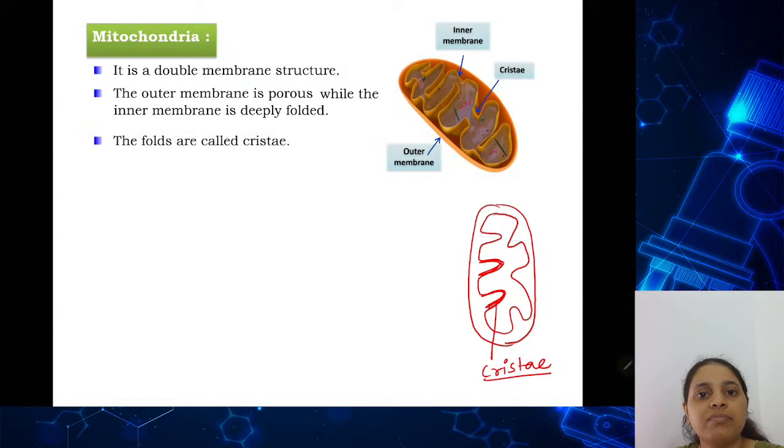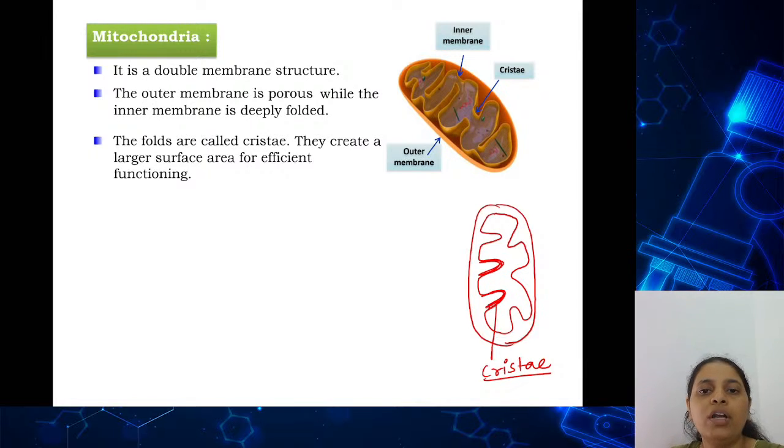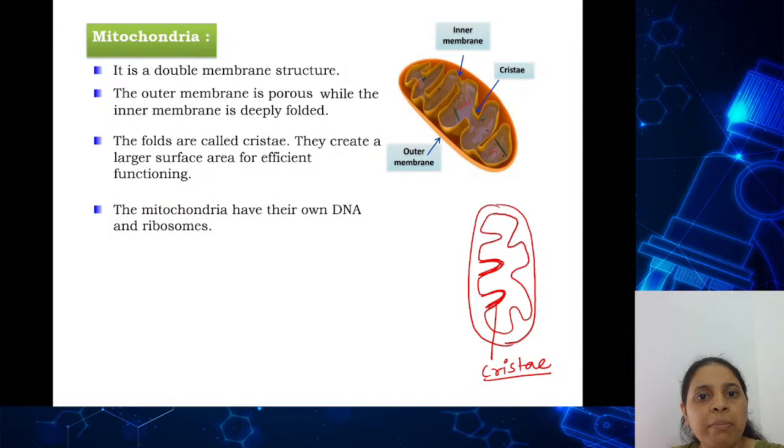Clear? See here. Next, due to the presence of these folds, that is cristae, a larger surface area is produced for efficient functioning. Now what is the function of mitochondria? Energy production. So more energy will be produced. Also remember, mitochondria have their own DNA and ribosomes.